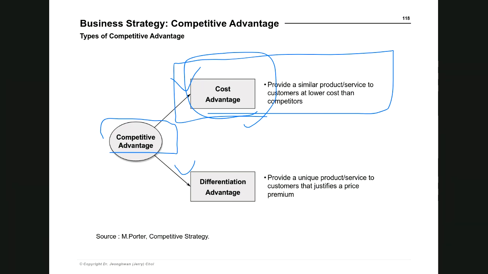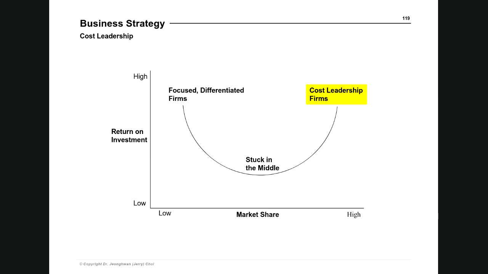It means providing a similar product or service, of acceptable quality, to customers at the lowest cost compared to competitors. It's that simple. In practice, business problem solvers, we do not think very complex. Competency, I don't care. I want to make it cheaper. I want to make it unique to make the people happy. That's all. Okay, good. And then we will keep talking about the cost advantage, how we can achieve that, after tomorrow. Any question?